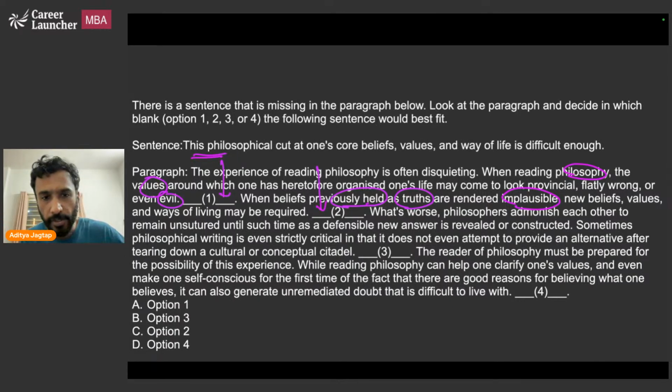Let's look at three. What's worse, philosophers admonish each other, etc. Sometimes philosophical writing is even strictly critical, does not even attempt to provide an alternative summary, tearing down a cultural or conceptual citadel. The reader of philosophy. So there is no cut happening here. So three does not go here. And then sentence four, also prior to that, you don't find any such cut. So you're trying to pick between these two sentences.